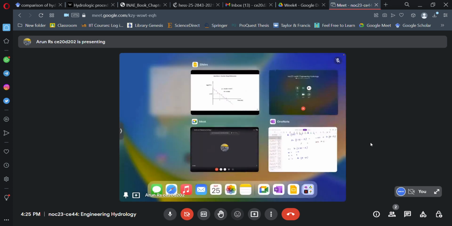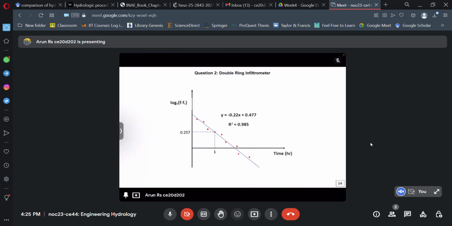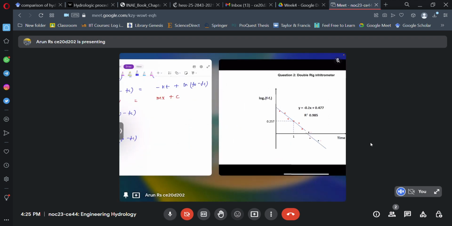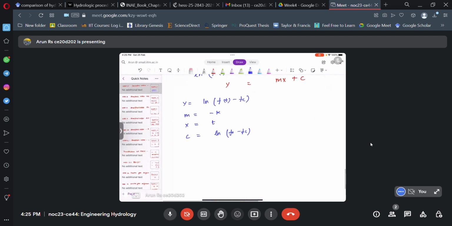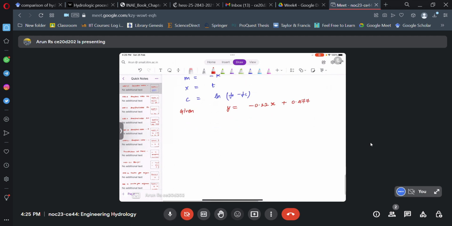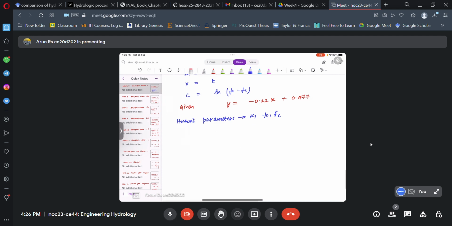Now if you see the plot, this is a plot between your y as well as the x, and you have been provided with the equation y is equal to minus 0.22x plus 0.477. So I will write that equation. Given y is equal to minus 0.22x plus 0.477. So the Horton's parameters are K, F naught and Fc. So these three are the Horton's parameters.